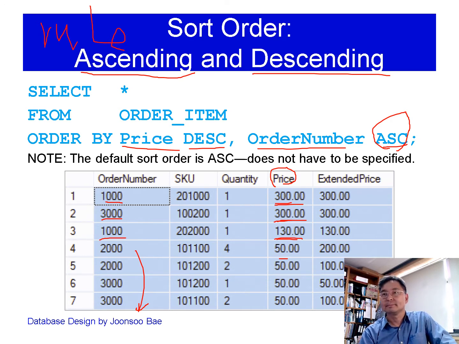If we do not specify the ordering rules, then the default is ascending. Ascending is the default. Here the default sort order is ascending, so it does not have to be specified if it is ascending. That's the rule of ORDER BY.